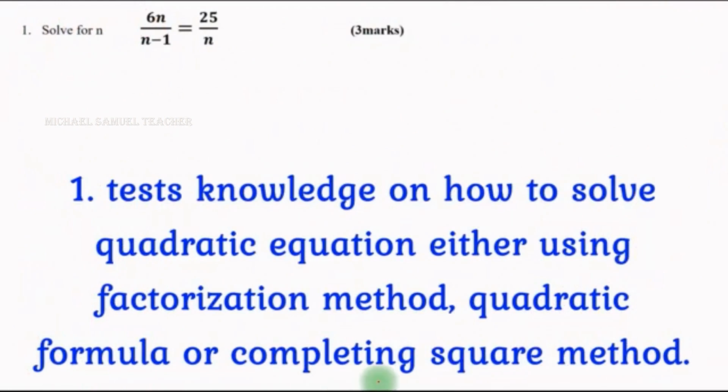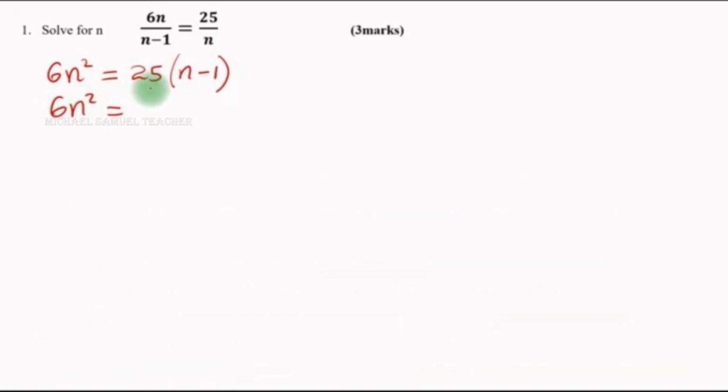So we can actually write it as what? We cross multiply, get 6n squared will be equal to 25 times n minus 1. Also, 6n squared will be equal to, in the bracket, 25n minus 25. Rearrange them to form a quadratic equation. We have 6n squared minus 25n plus 25 is equal to 0.